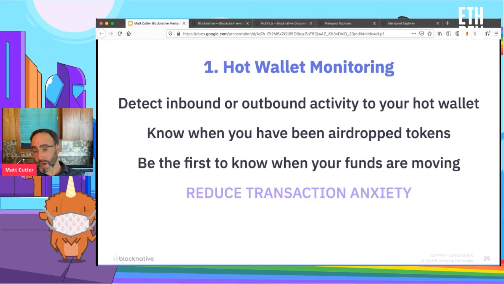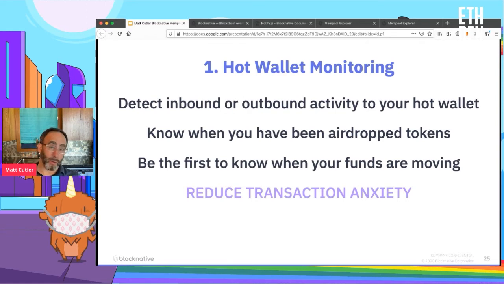So the first thing we're going to go through is hot wallet monitoring, right? So the basic idea here is use the mempool to detect inbound or outbound activity to your hot wallet. It's pretty interesting because, of course, we're going to do this when we're doing our own transactions, but this technique will monitor and tell you whenever tokens are airdropped to you. So right now, airdrops are happening quite commonly. People are asking, have I received it? You're sort of hunting around.